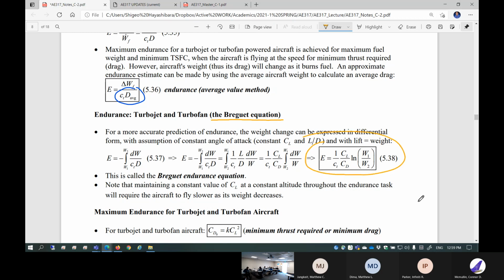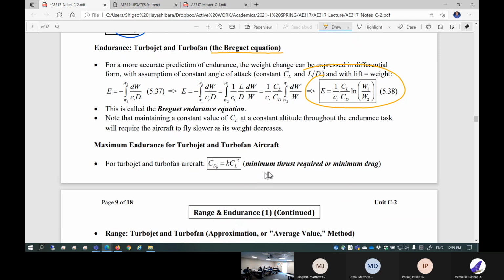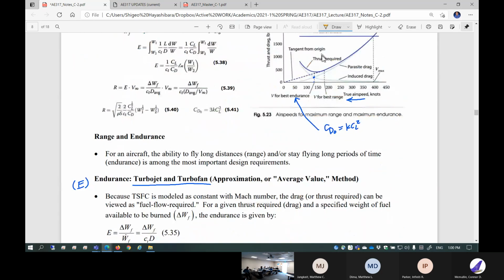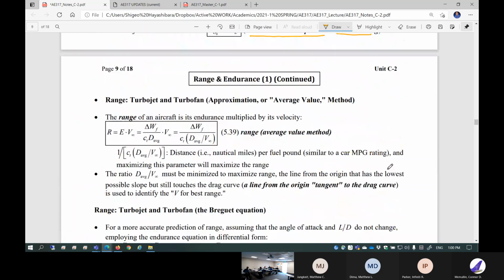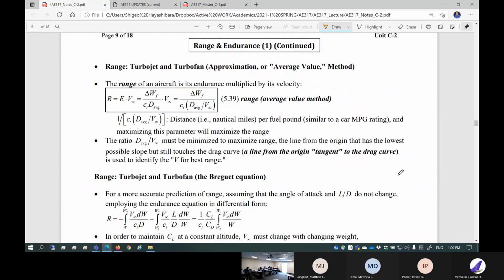Okay. So this is quite interesting. Okay. So the maximum endurance for turbojet and turbofan is, of course, minimum thrust required or minimum drag point. CDO is equal to K CL squared. That's, I keep saying, this is the point for the best endurance. Okay? Now, confusing point is, let's talk about range. Okay? The range is how far you want to fly. So if you want to maximize your flight distance, not the endurance, you have to fly differently. You have to fly faster.